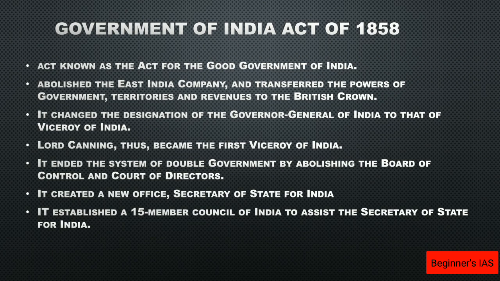Why is it the Good Government of India? Since the British Crown abolished the East India Company and transferred the powers of government, territories, and revenues to the British Crown. So from this act onwards, everything came under the Crown's rule. Let us see the important key features of this act.